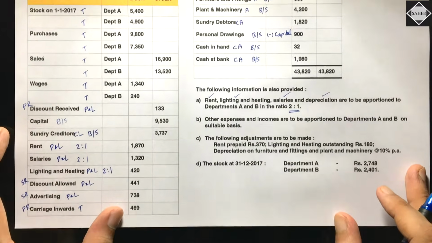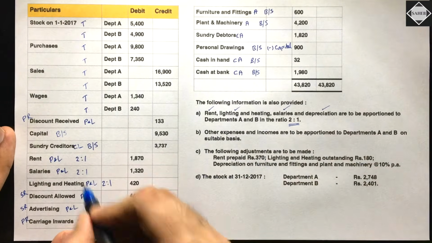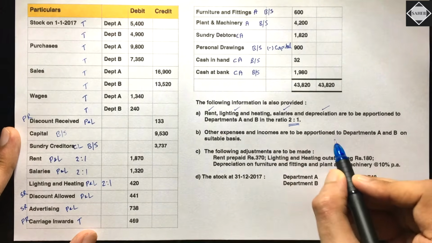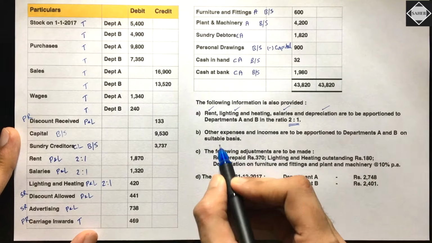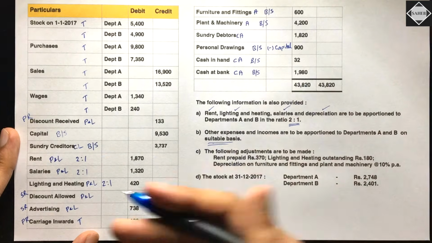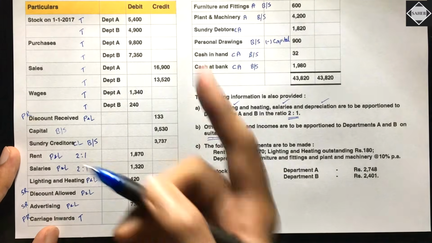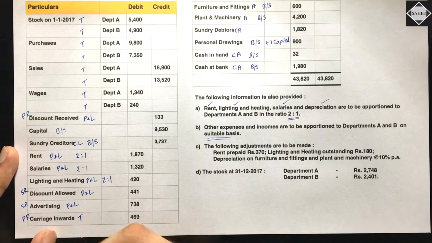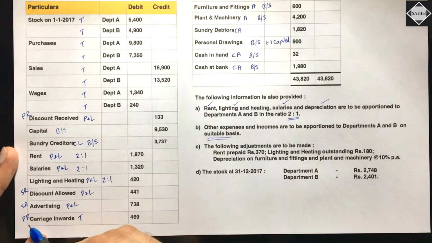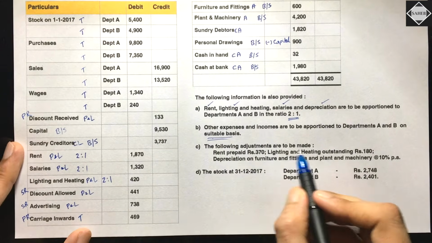But then there are adjustments. What the adjustments are saying, just read this. First adjustment, we understood the given ratio for certain items. Other expenses and incomes are to be apportioned to departments A and B on suitable basis, they are saying, right? What is suitable basis? As we saw, discount received, purchase ratio, because they are connected. Discount allowed is connected with sales, so sales ratio. Advertising is connected with sales, sales ratio. Carriage inwards is connected with purchases, purchase ratio. That's what it means by suitable basis. Clear? Okay. The following adjustments are to be made.